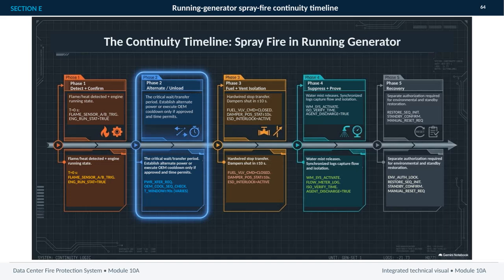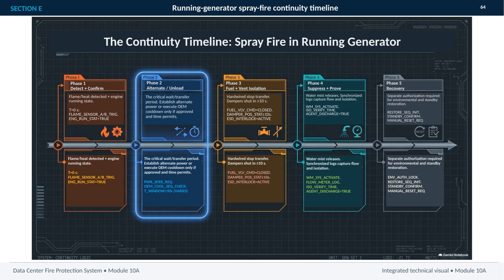This timeline shows how the system maintains continuity when a spray fire is detected in a running generator. The sequence begins at T=0, when both flame sensors trigger and the engine running state is confirmed. That confirmation starts the response without relying on a single signal. In Phase 2, the system addresses the critical wait and transfer period.